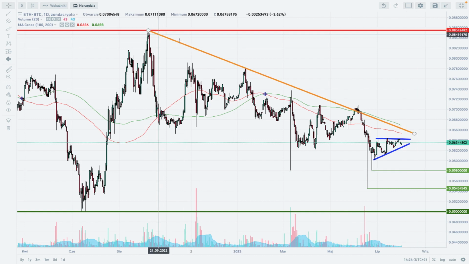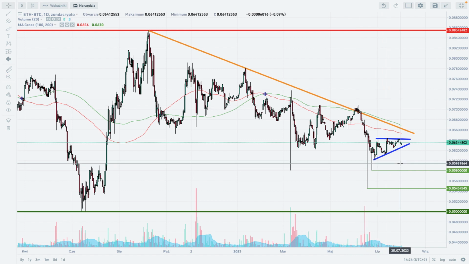Only a sustained breakout above this trend line here and above the moving averages would change the outlook to more bullish, of course, targeting the local high at 0.070. Okay, so this is the outlook for the Ethereum to the Bitcoin on a daily time frame chart on Zondacrypto exchange.